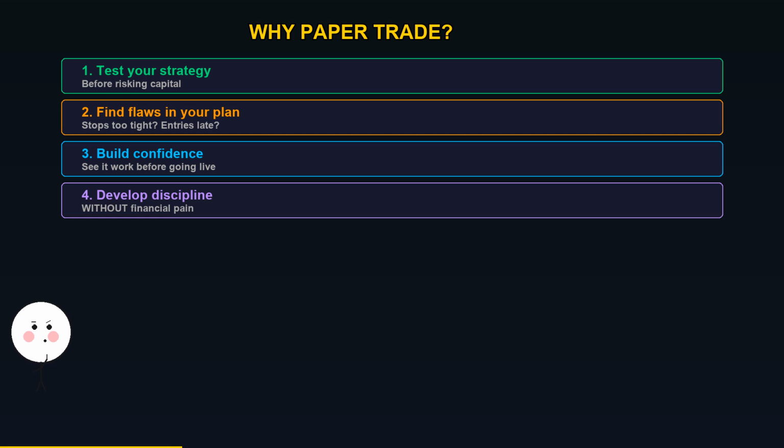3. Build confidence. When you see your strategy working on paper, you trust it with real money. 4. Develop discipline without financial pain. Learning to follow rules is hard. It is much easier when a mistake costs you nothing.